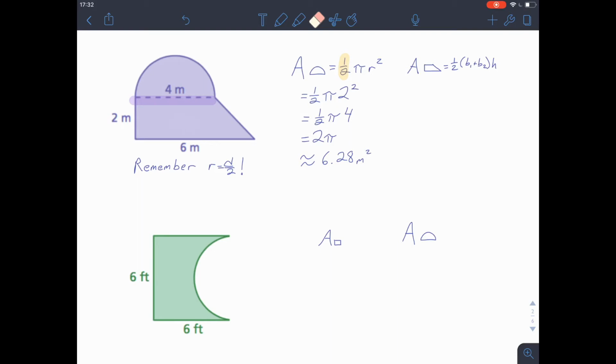So that's my semicircle. Next I need to find the area of my trapezoid. So my bases are just going to be my parallel sides here.